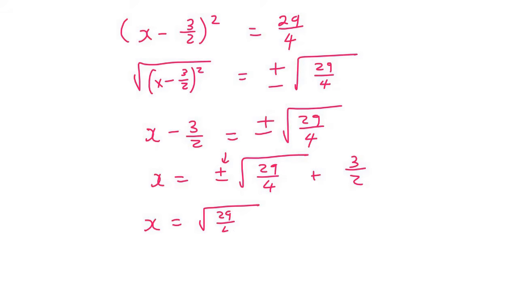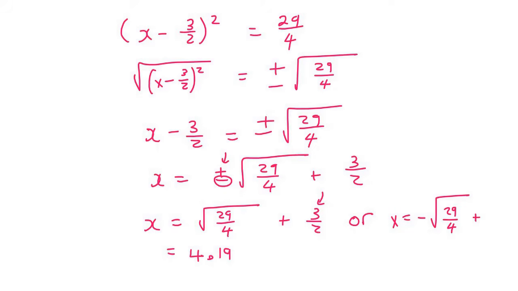So our first answer will be when this one is a positive, so I'm going to go square root of 29 over 4 plus 3 over 2, and be careful not to type the 3 over 2 in the square root as well when you're on your calculator. That's going to give us 4.19 if you're using 2 decimal places. Or now we're going to use the minus, so that's going to be minus square root of 29 over 4 plus 3 over 2, and that'll give us negative 1.19. And so those are the two answers for this question.